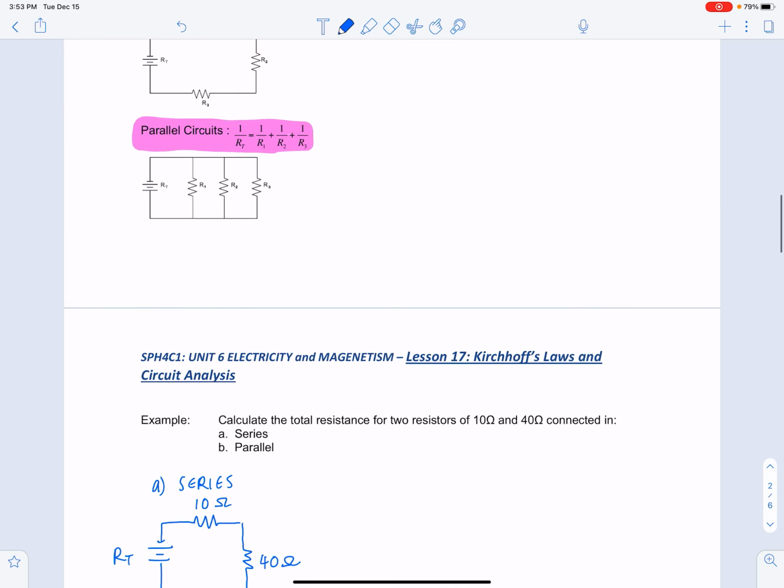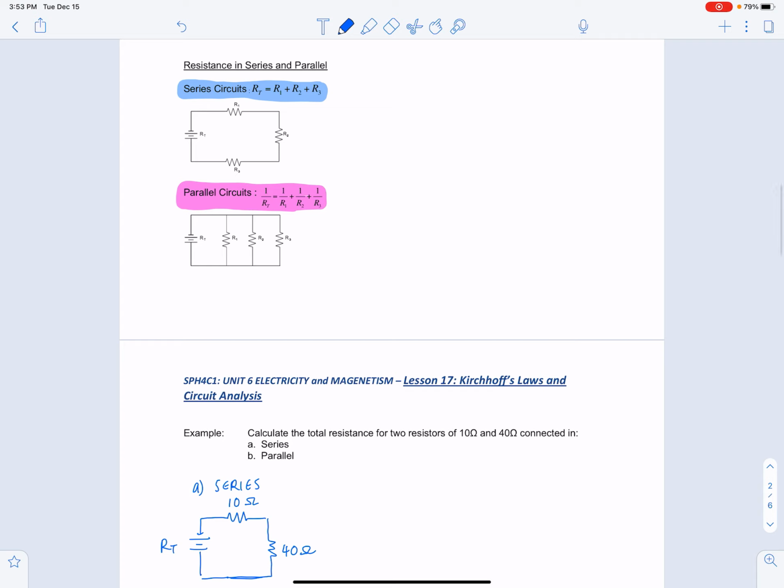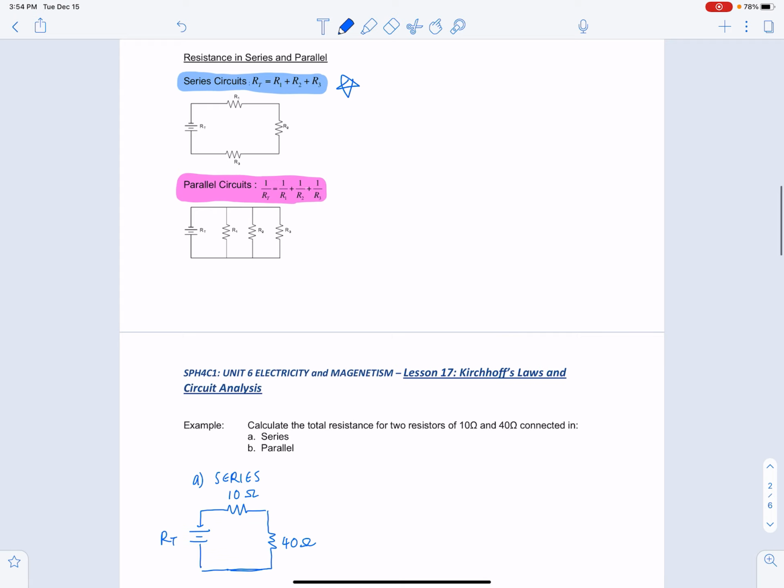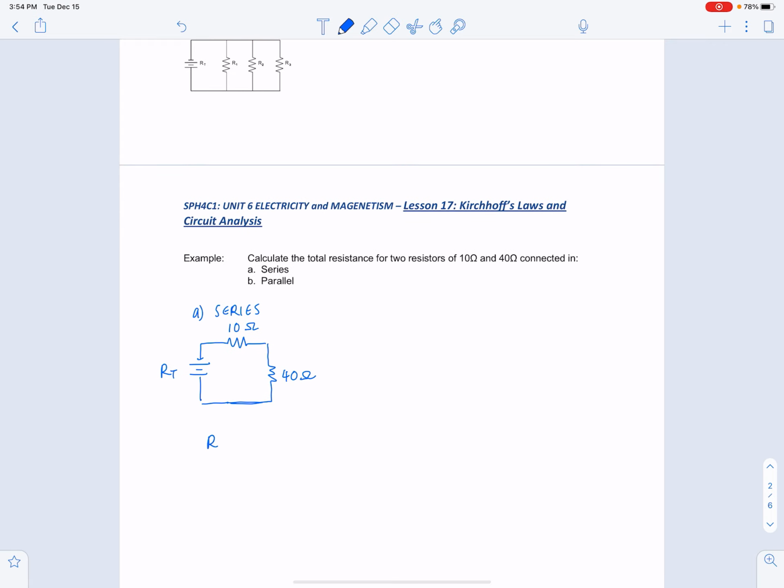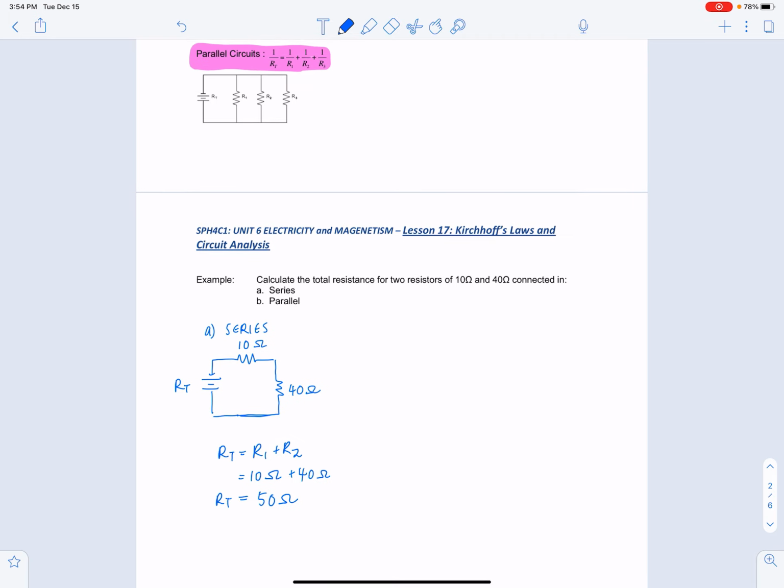So looking up here at Kirchhoff's law for resistors in series, you know that the total resistance is equal to the sum of the individual resistances. So we can say that RT is equal to R1 plus R2. That's 10 ohms plus 40 ohms. If you punch this into your calculator, the total resistance in this circuit is 50 ohms. We'll do a second example.